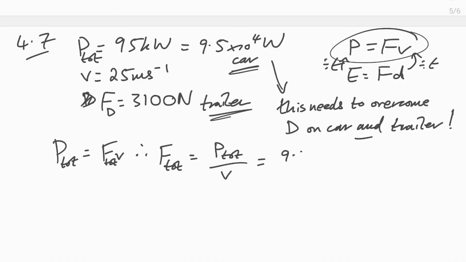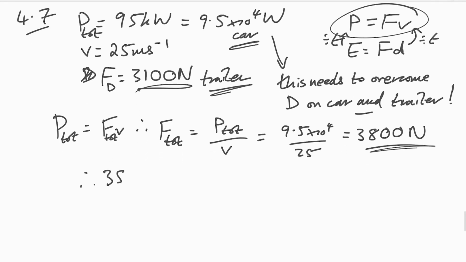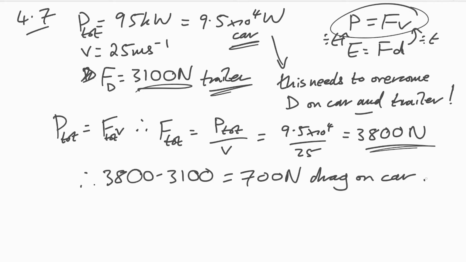So that's going to be 9.5 times 10 to the 4 divided by 25. And that gives us 3,800 newtons. That's the total force supplied by the car. If it's traveling at a constant velocity, then of course, 3,100 newtons of that is due to the trailer. Therefore, it's just going to be 700 newtons drag on car. So we do have to separate them out a bit. There we go. Again, not super easy to get your head around that.